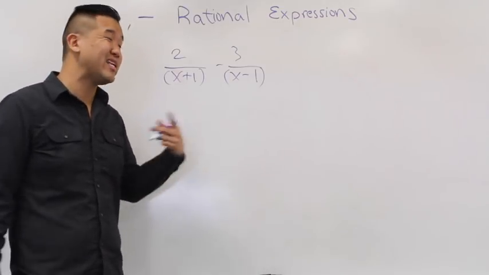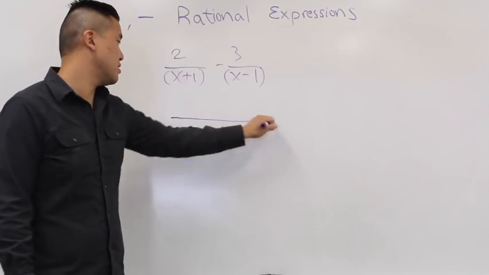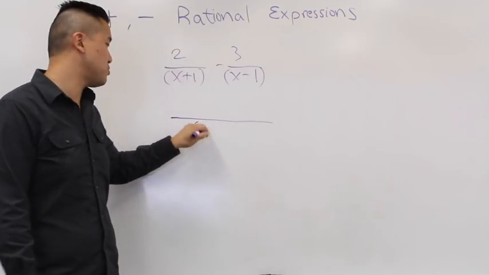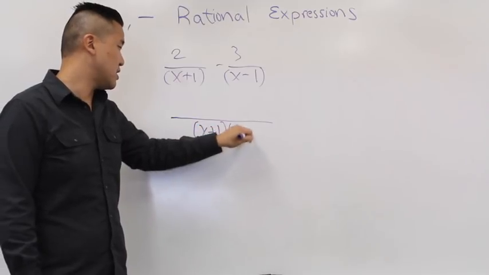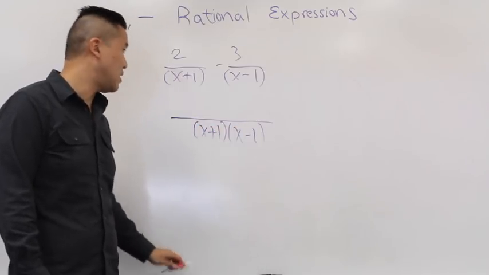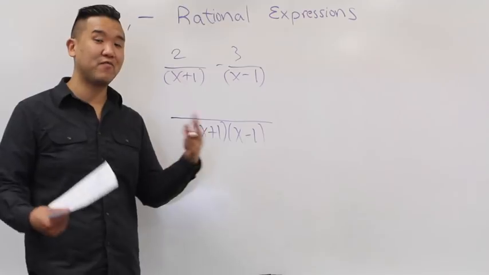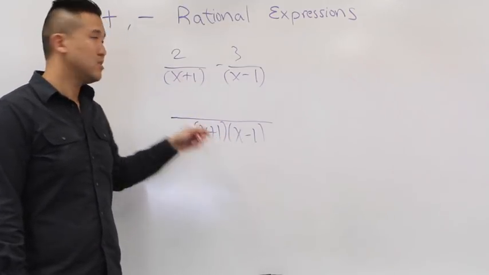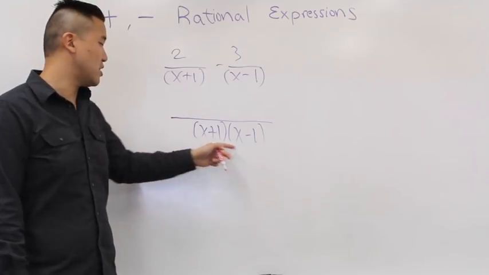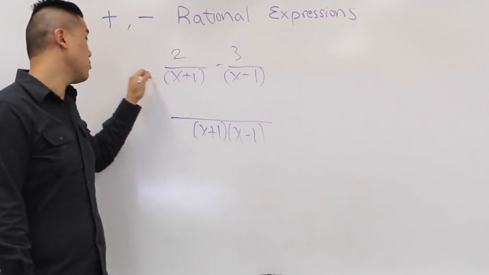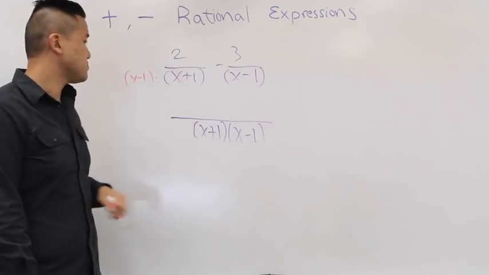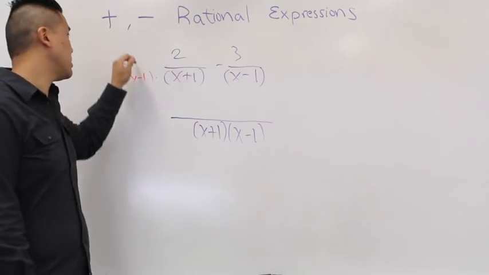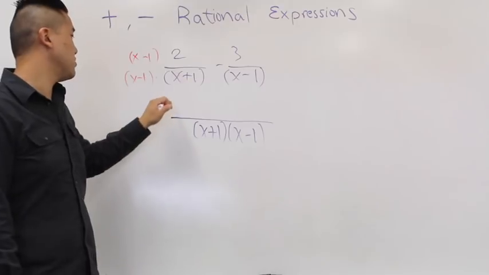Alright, welcome back. What is my common denominator? I need everything in here. So I need the x plus 1. I also need the x minus 1. So that is my common denominator. Now we have to figure out how I can get these denominators to look like that. So what do you have to multiply x plus 1 by to get x plus 1 times x minus 1? Or in other words, what are you missing? I'm missing the x minus 1 here. I'm missing the x minus 1 there.